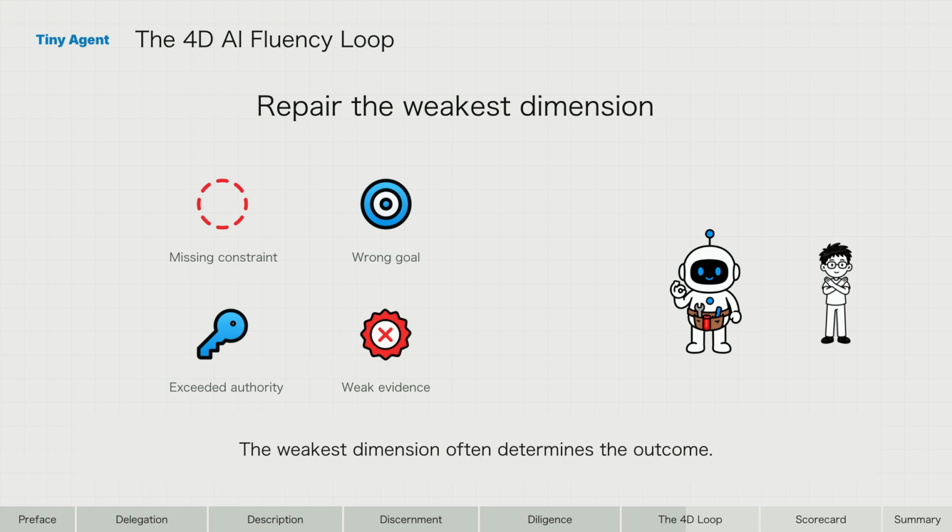The weakest dimension often determines the outcome. Excellent description cannot rescue the wrong task. Strong delegation cannot rescue careless evaluation. Perfect evidence cannot justify an unauthorized action. Fluency requires the whole chain.